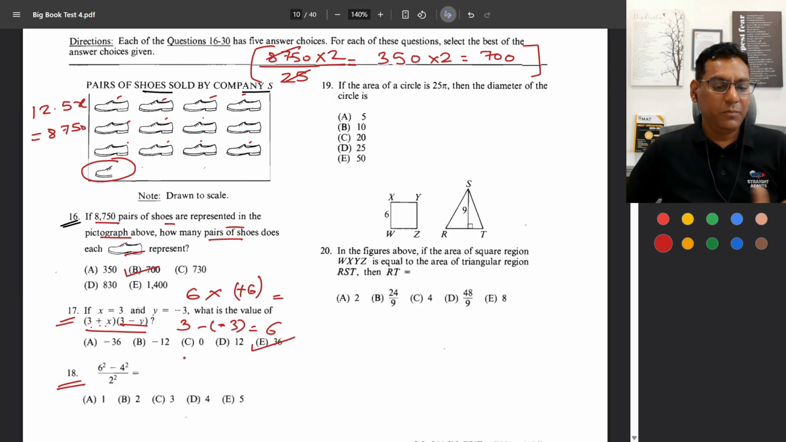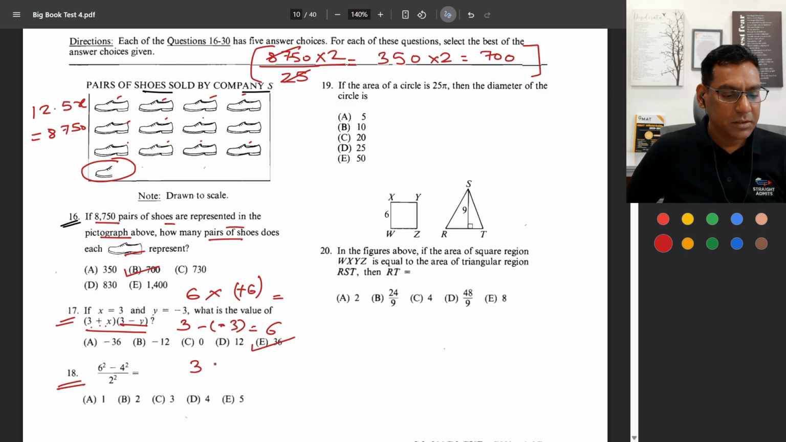Question 18, 6 square minus 4 square by 2 square. Okay, very easy numbers. So let's just write the numbers. 6 square is 36, minus 4 square is 16, 2 square is 4. So that is 36 minus 16 is 20, 20 by 4 is equal to 5.